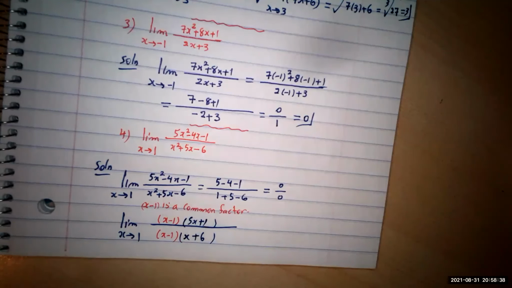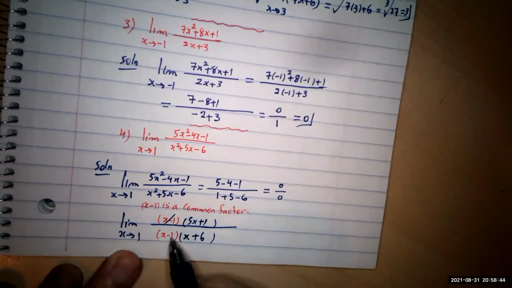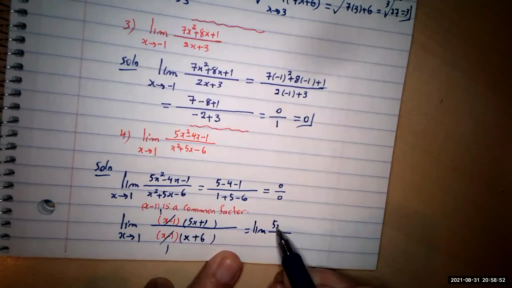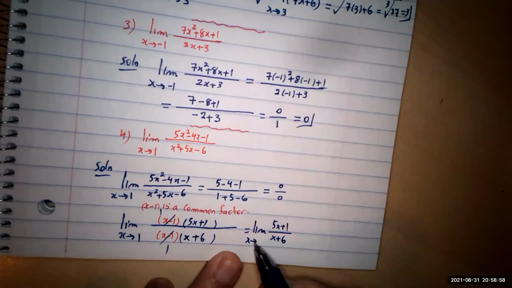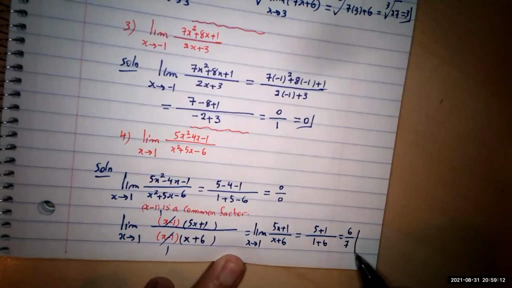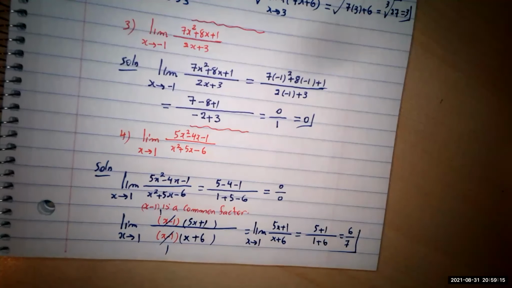That's it, we have the common factor, and we are going to eliminate it. Elimination means dividing, you see? So that would be 1 over 1. So this would be the limit as x goes to 1 of 5x plus 1 over x plus 6. We reduce it if you like. Now substitute x equal to 1, so that gives you 5 plus 1 over 1 plus 6. So that gives you 6 over 7, the final answer. It's very common practice in calculus.